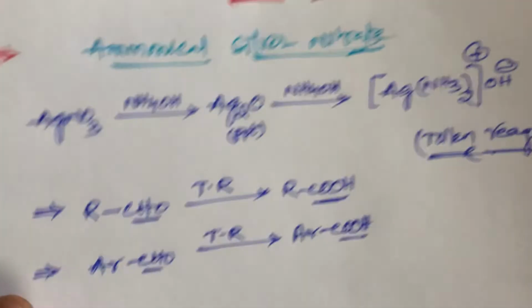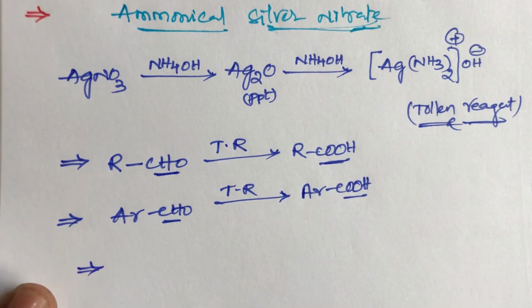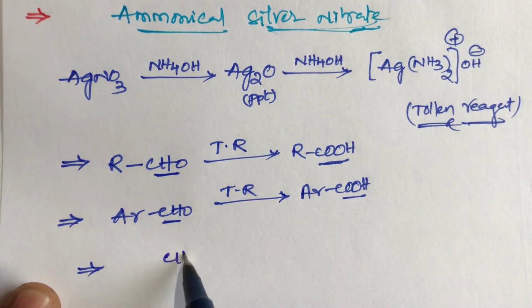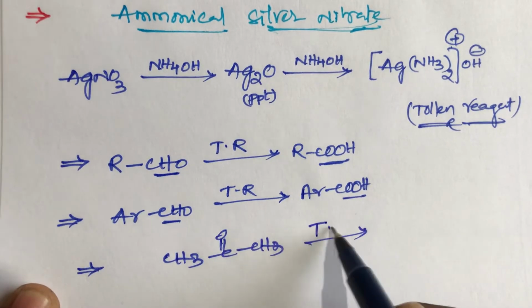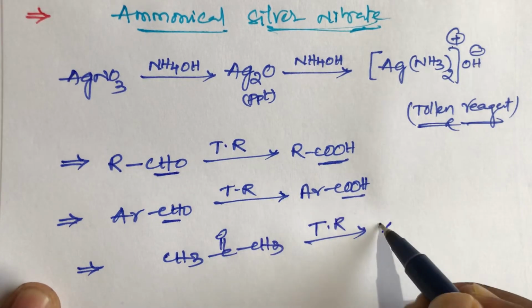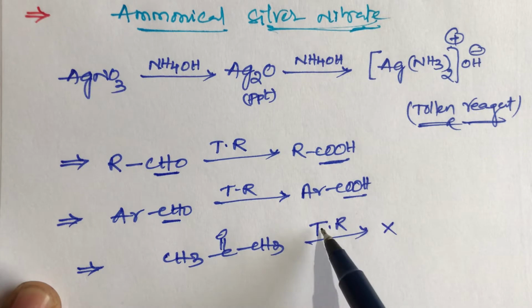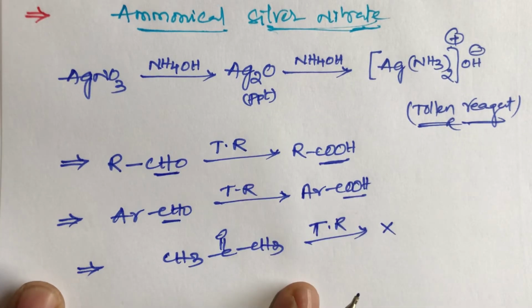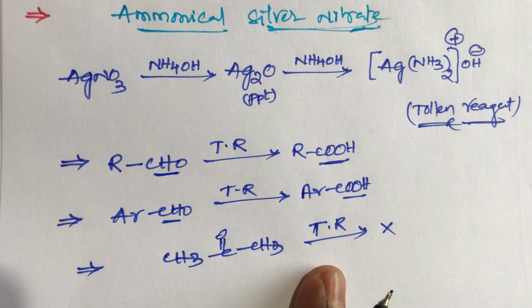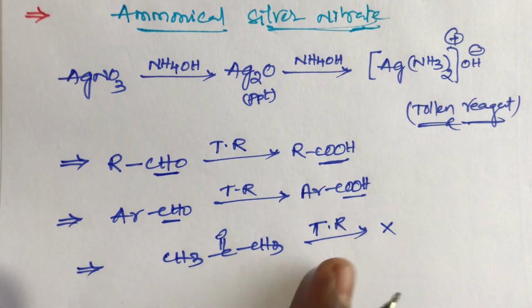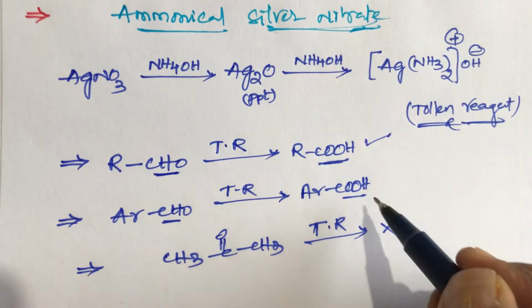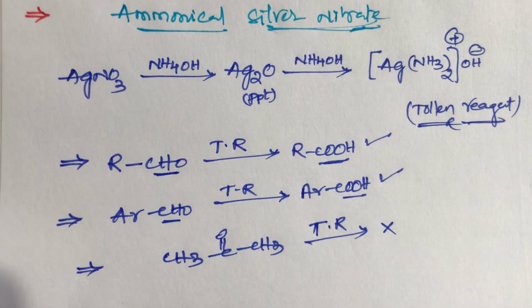Tollens reagent cannot oxidize a keto group, that means acetone. For example, take acetone. When acetone reacts with Tollens reagent, TR, it cannot oxidize. Remember, students, ketones like acetone do not give a positive silver mirror test, but aliphatic aldehydes and aromatic aldehydes give a positive silver mirror test.